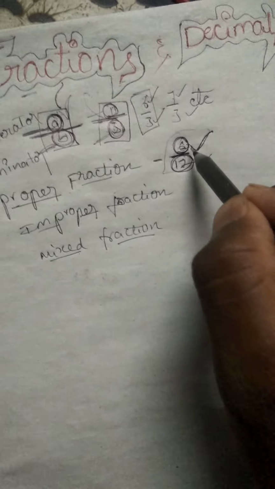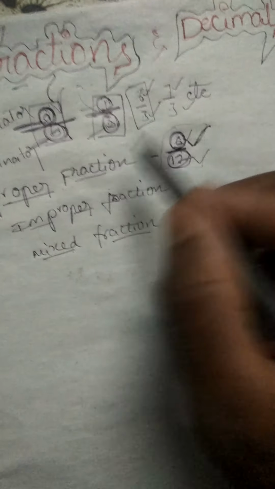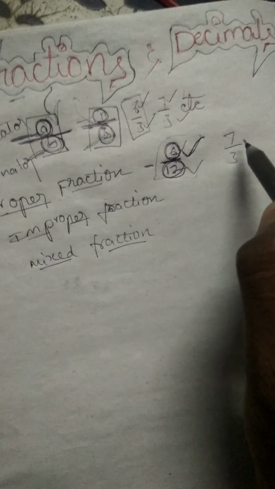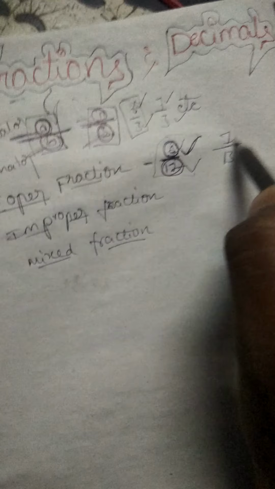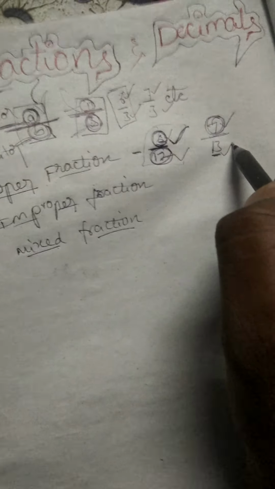Here 6/12, here 6 is less than the 12, so it is called as proper fraction. 7/13. Here 7 is smaller number, here 13 is greater number, so numerator is less than the denominator, so it is called as proper fraction.